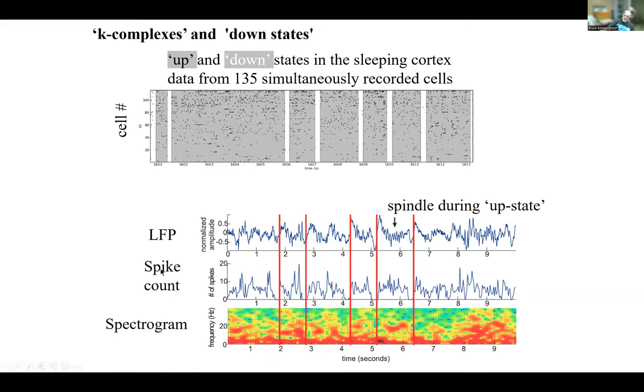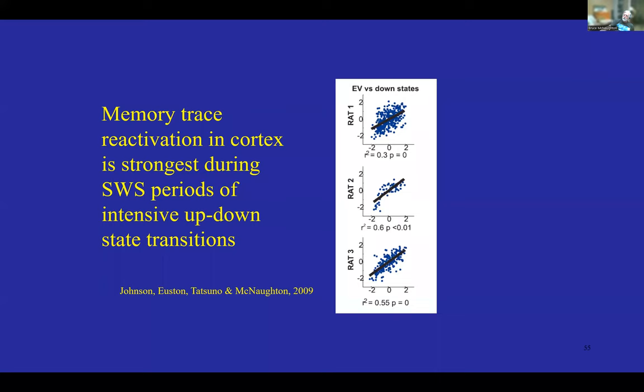Anyway, if you look at the total spike count, which is just to add the columns here, you see that just before the spindle or just before the upstate, the spike count drops almost to zero and then it pops back up. And so if you now do the explained variance experiment and ask the magnitude of the explained variance versus the number of up and down state transitions, you see that there's a very strong relationship, meaning that when the cortex is engaged in this fluctuation from downstate to upstate, that's actually when memory is being retrieved in the cortex.